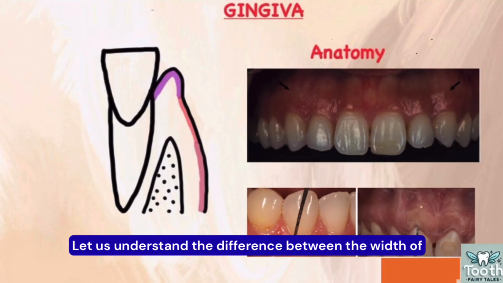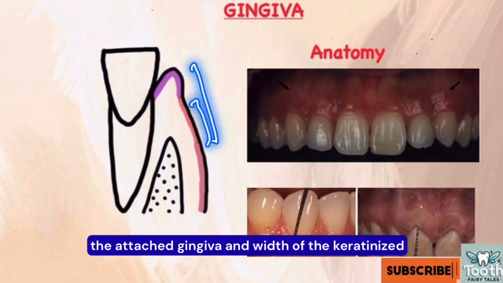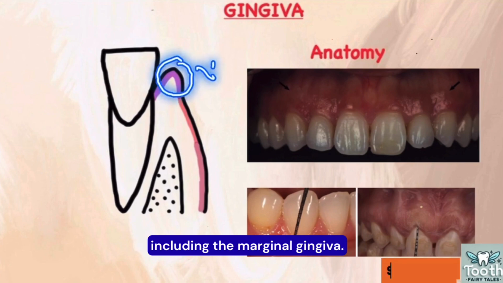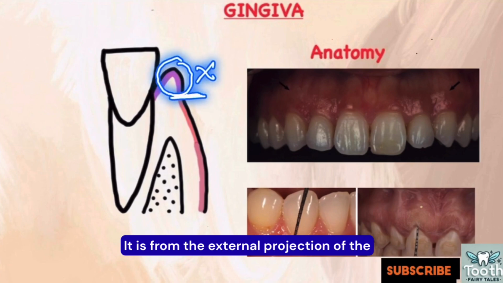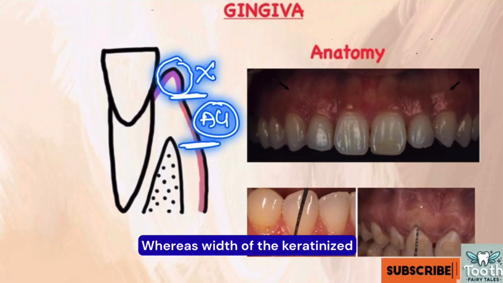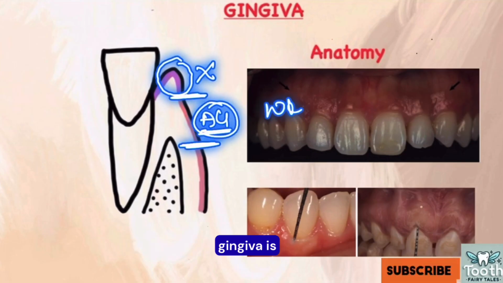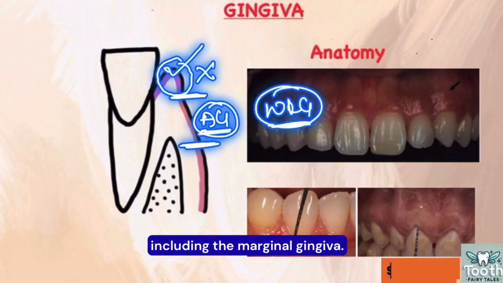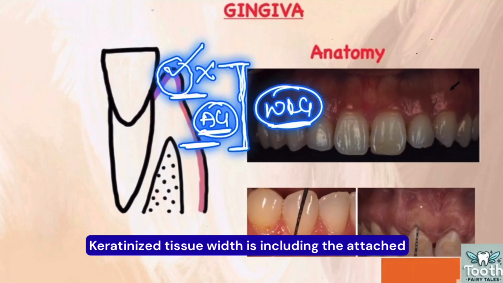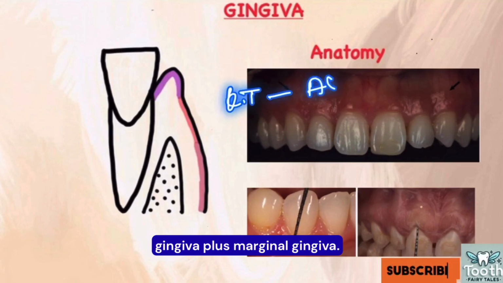Let us understand the difference between the width of the attached gingiva and width of the keratinized gingiva. Width of the attached gingiva does not include the marginal gingiva. It is from the external projection of the base of the sulcus to the mucogingival junction. That is attached gingiva. Whereas width of the keratinized gingiva includes the marginal gingiva. So from here to here is the width of the keratinized tissue. This tissue width includes the attached gingiva plus marginal gingiva.